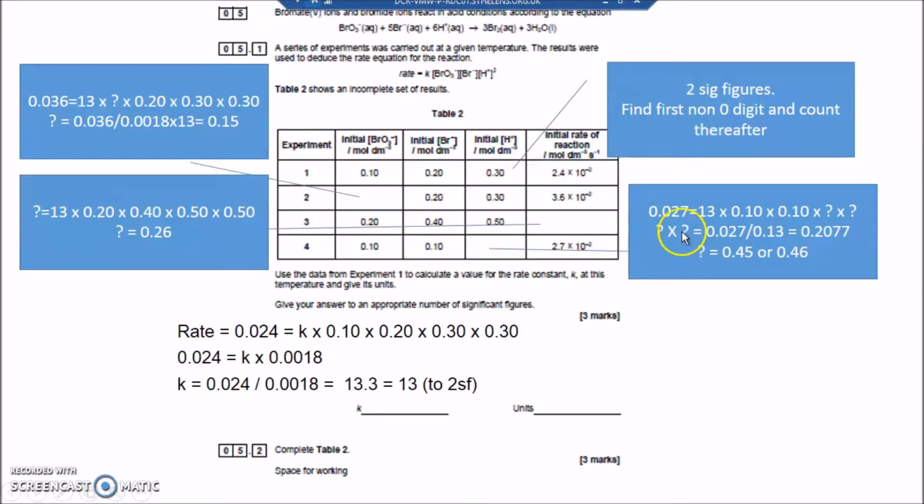Third one here, I've got the rate, 0.027 equals 13, the rate constant, multiplied by 0.1, multiplied by 0.1 here, and I've not got the value of H plus squared, so I've got a question mark there for H plus squared. 0.027 divided by 13 divided by 0.1 divided by 0.1 equals 0.2077. Square root it, 0.45. They allow 0.45 or 0.46. Got to be to 2 significant figures.